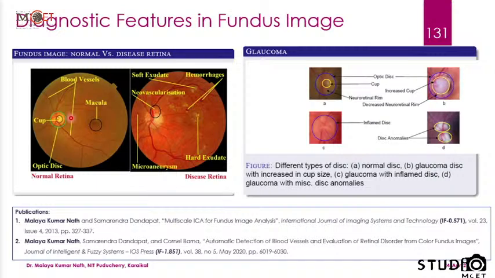So people thought of identifying glaucoma by looking into the cup and disc region, that means by measuring a value, the cup area to the disc area. But there are certain limitations. If there are some disc anomalies, or in the case of an inflamed disc, the cup-to-disc ratio cannot be computed. The cup region can be visible, but the disc region is not visible. So you are not able to identify the cup area to the disc area.